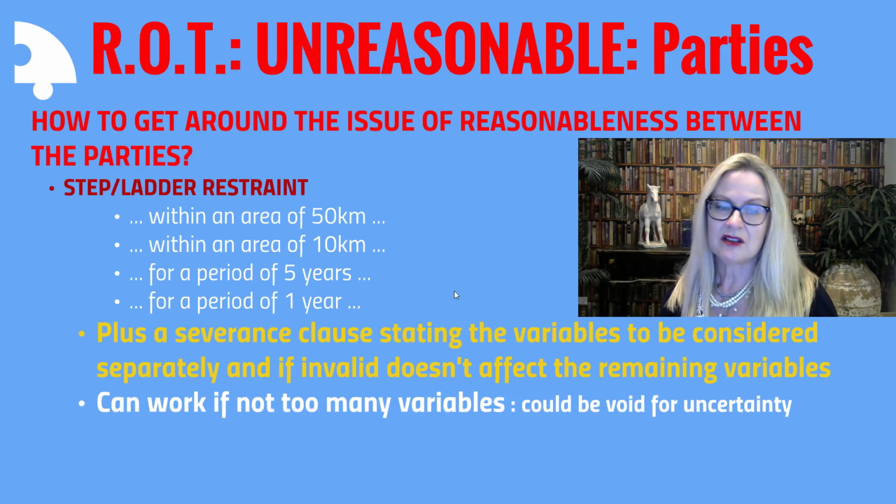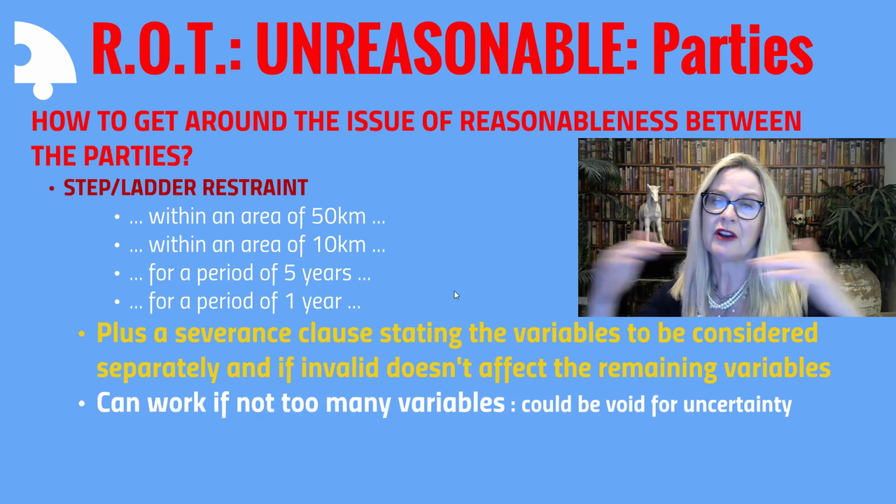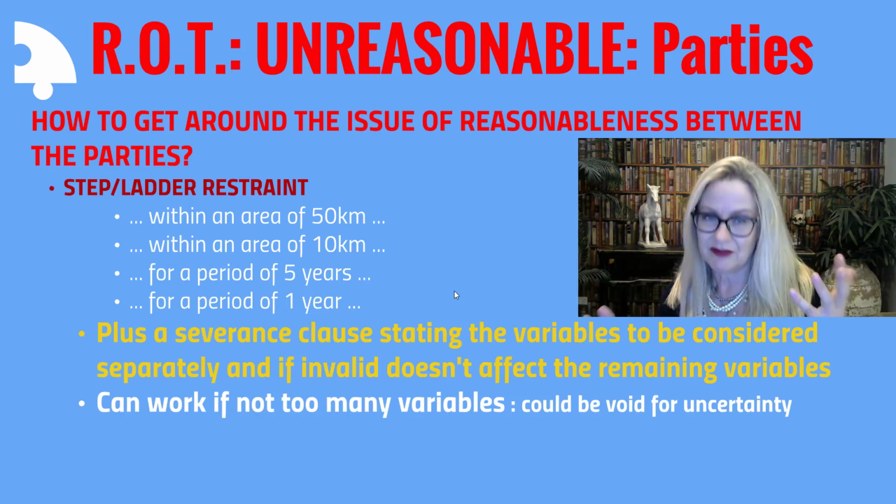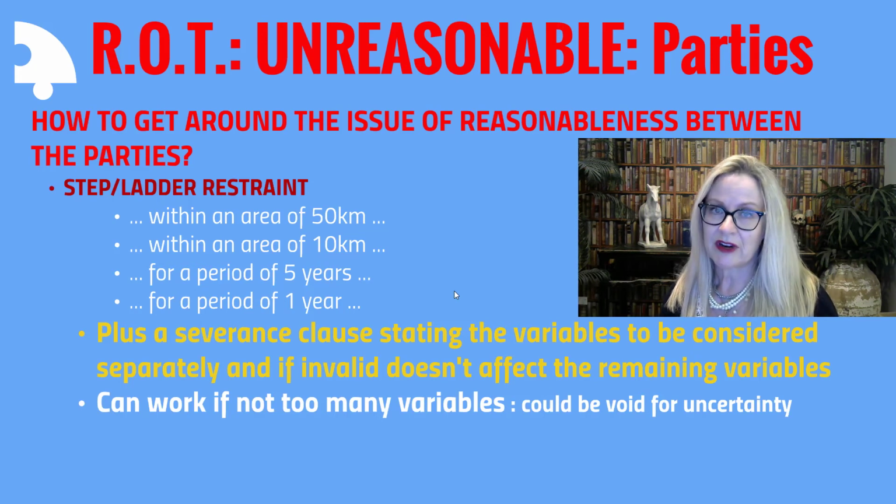So they'll say things like the employee shall not work for a competitor within an area of 50 kilometres, within an area of 10 kilometres, within an area of 5 kilometres. Or they'll say that the restraint applies for a period of 5 years, 2 years, 1 year. And then there'll be a separate clause that addresses severability, saying that these variables are all to be considered separately, and if any of them are invalid, then they can be severed and it won't affect the enforceability of the remaining variables as between the parties.